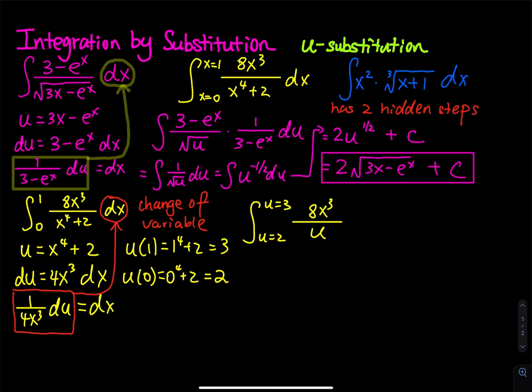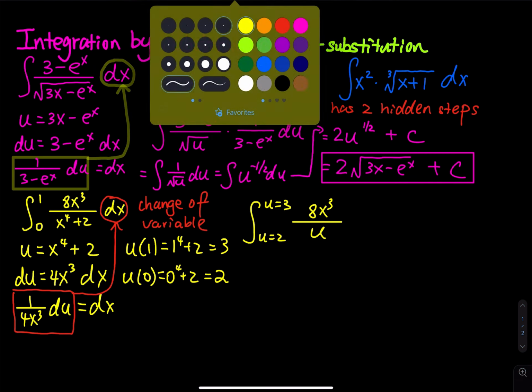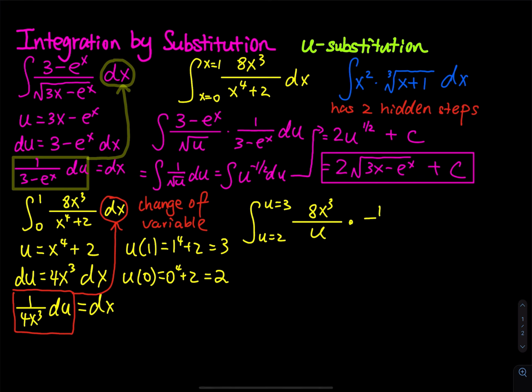And then what is the dx equal to? So back to yellow. So we have 1 divided by 4x to the third, and then you have a du. Do you see that the x will be gone? And then after you get rid of the x, we do not have any x left in the integrand, right? So you get rid of the x to the third, and then you have 3 to 2. And then you have 8 divided by 4 is 2. So you have 2 times 1 over u du.